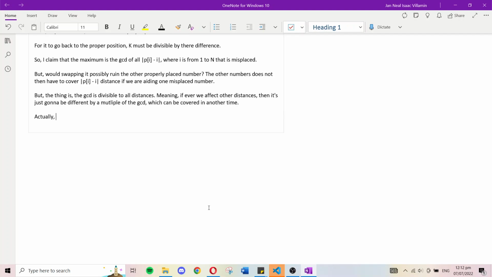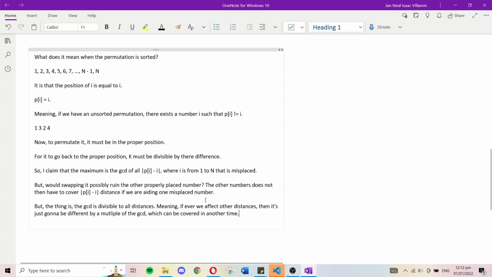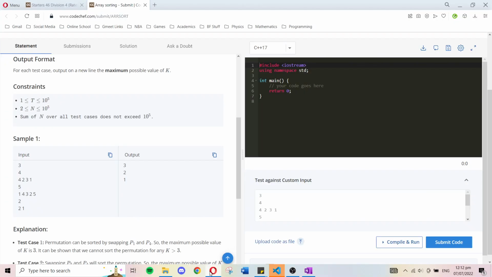Actually, the idea is that all of them are in different positions. So yeah, never mind. So this is done now. Okay. So it's just literally taking the GCD. So it's just proving if it is in fact sufficient.